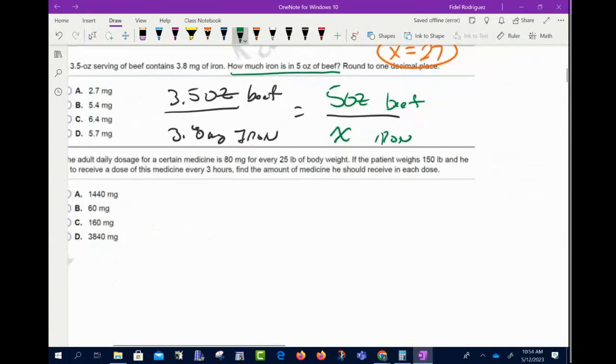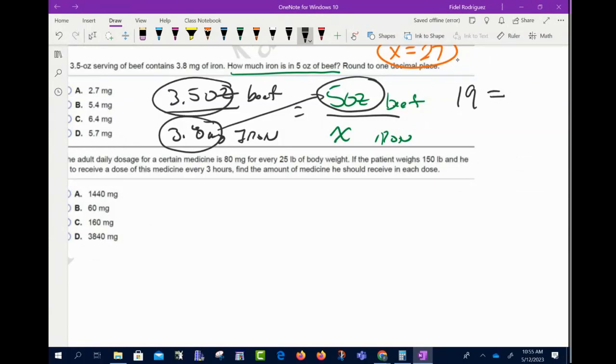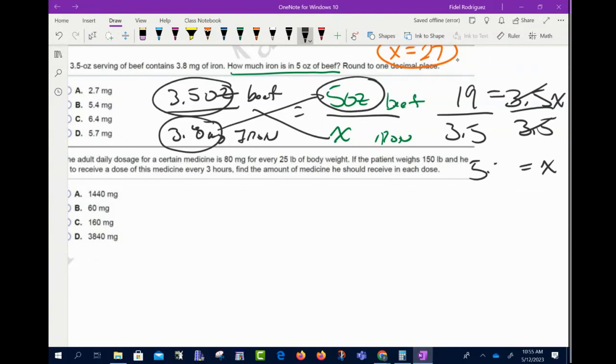Again, y'all, I'm going to do the same thing here. I'm going to cross multiply. Y'all, since you have calculators, can anybody tell me what is 3.8 times 5? 19. Nice and pretty. And 3.5 times x we know is 3.5x. So now, if you take your calculators and you take 19 and you divide it by 3.5, what did you come up with? 5.4 something?